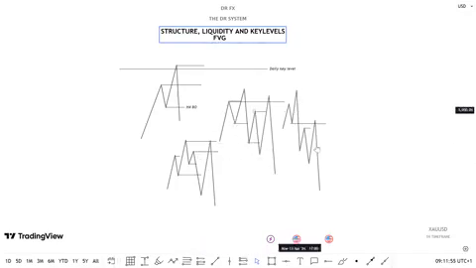Now, these are the three structures you want to see for you to take a trade. These are the only three structures that you want to see for you to effectively take a trade. Now, how do you know which key level to execute from? How do we talk about fair value gap and liquidity?